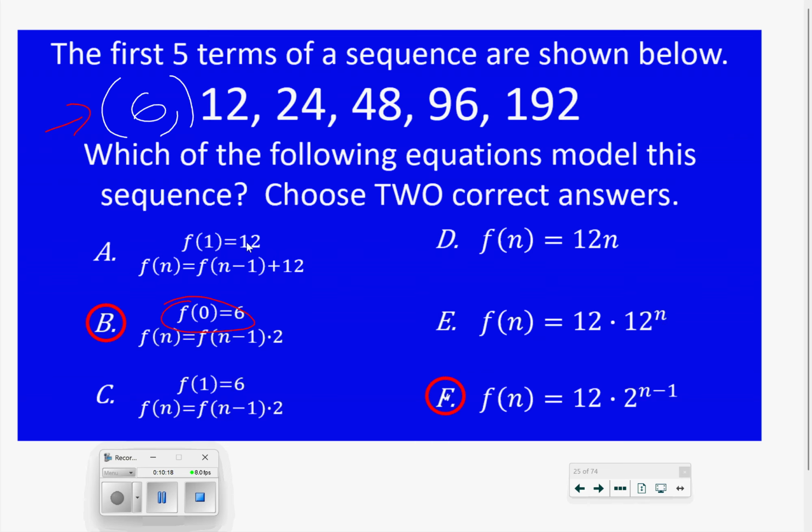Now, in A, they use 12 as the first term, but they're adding instead of multiplying. They're thinking that it's 12 and that you're adding 12 each time. That's just wrong. That's the arithmetic. Here's geometric. We're multiplying, and instead of using f of 1 is 12, which would have worked, they use f of 0 is equal to 6. Just went back 1, and that's it. It's the same thing.